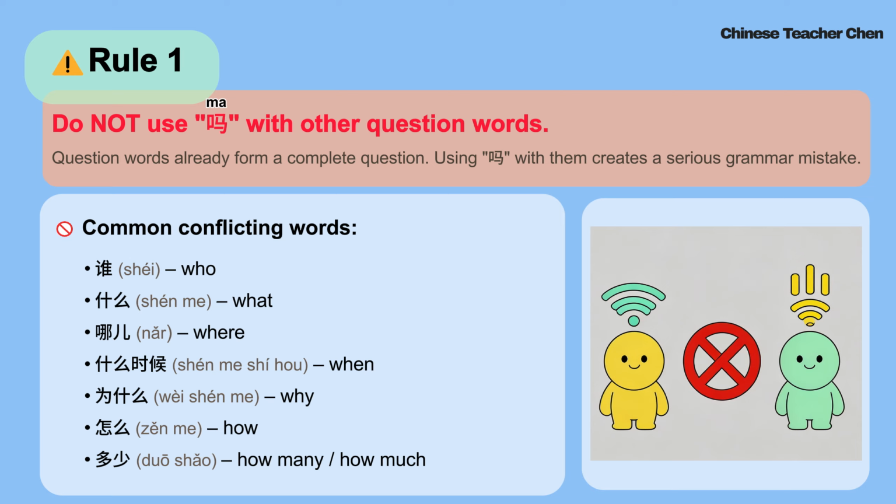These words already form questions all by themselves. Ma also forms questions by itself. If you try to use both in one sentence, it's like having two chefs trying to cook the same dish. They'll just clash. So for any question, you must choose only one helper. Either use ma or use one of the other question words. Never both. This rule is super important. Let's look at some common mistakes so you know exactly what to avoid.